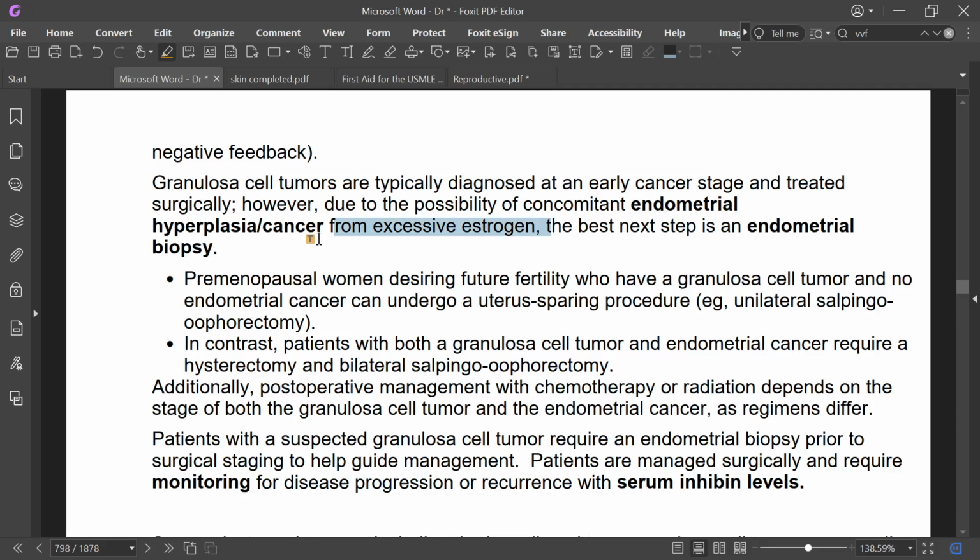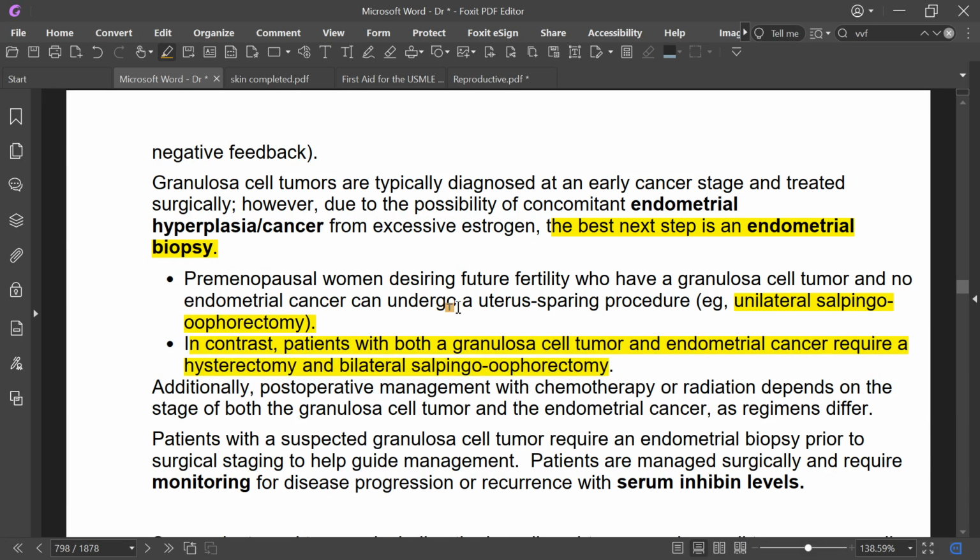What is the next best step of endometrial? Next best step is endometrial biopsy. Premenopausal women desiring future fertility who have granulosa cell tumor, no endometrial cancer, can undergo uterus sparing procedure. Unilateral salpingectomy can be done. In contrast, patients with granulosa cell tumor and endometrial cancer require hysterectomy and bilateral salpingo-oophorectomy.